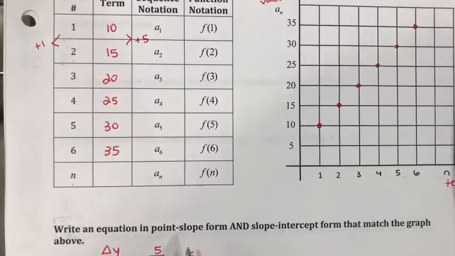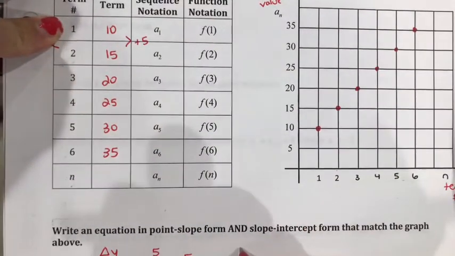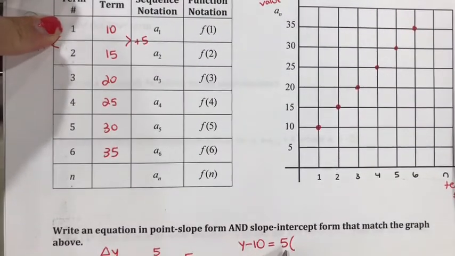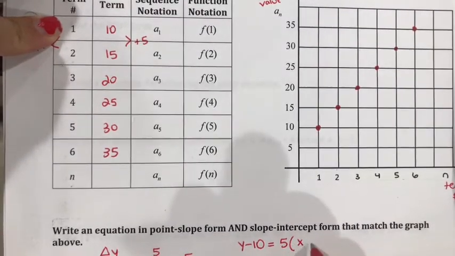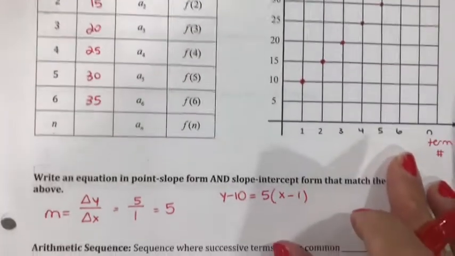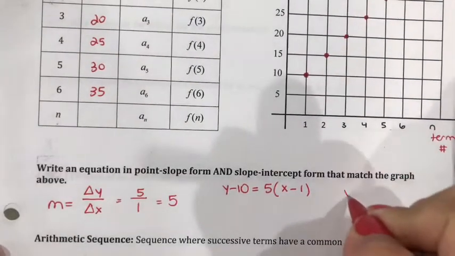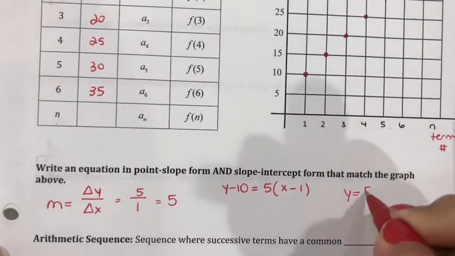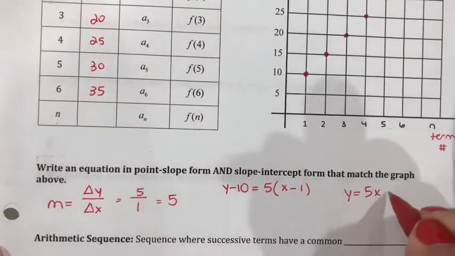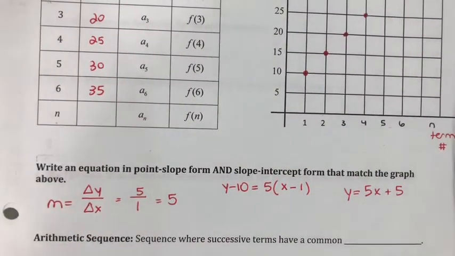Now, if I wanted to write an equation in point-slope form, I could, let's say, use our first term. So we've got y minus 10 equals 5 times x minus 1. Okay, and this would be our point-slope form. Now, if I wanted slope-intercept form, y equals mx, so we've got 5x, and we can see that our y-intercept is going to be 5, just by extending this pattern until it hits the y-axis.